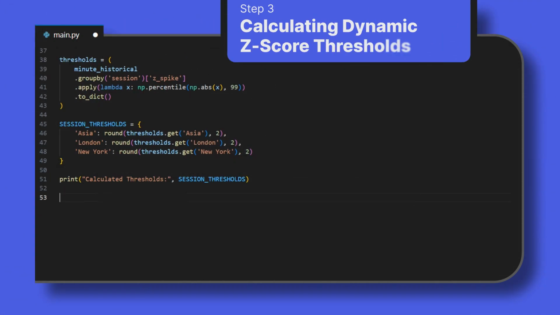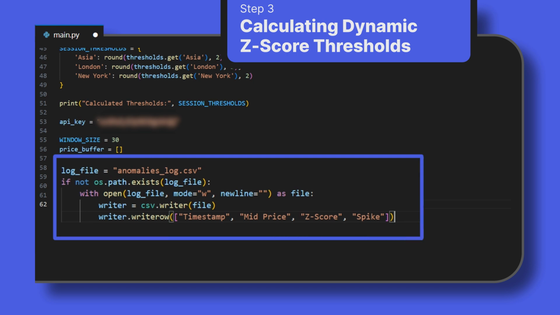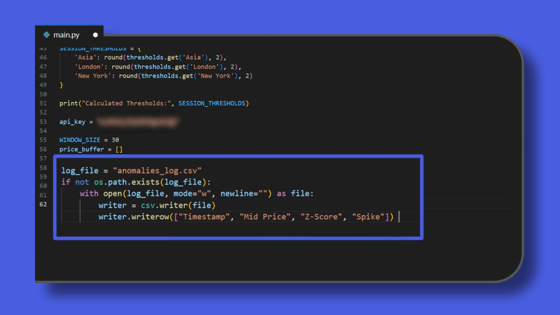Next, we define a rolling window of 30 ticks to judge the current market context. We also create a CSV file to act as our black box, recording every spike we detect.